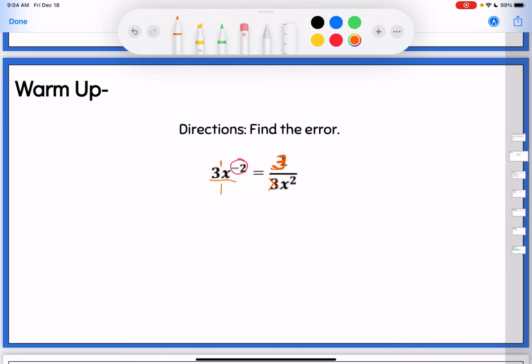So the correct answer should be 3 over x squared, because that 3 should have stayed put on the top and not moved. The only thing to move is the base of x that moved to the bottom, and then that exponent became positive. So just remember, be careful, right? Those negative exponents only go with the base they're attached to. Unless there's parentheses, it doesn't go with everything.